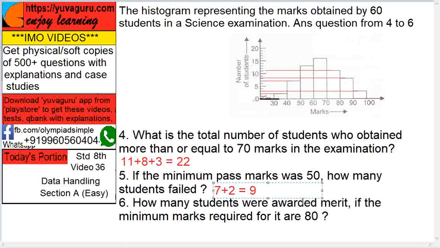How many students were awarded merit if minimum marks required for it is 80? So go ahead of 80 now. 80 is over here. This is 80. So count this line. That is what? 8. And count this line. That is what? 3. Right? So 8 plus 3, 11. 11 students got merit. Okay? Quite easy. Histograms are very easy.